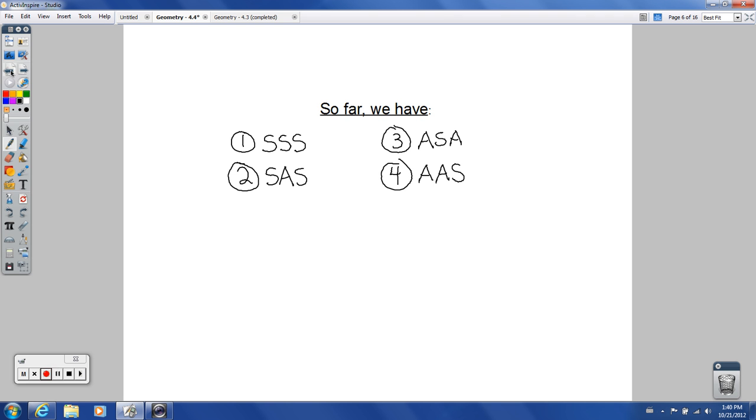Yes. So this is what we got. This is the big thing to remember so far. These are the 4 ways to prove triangles are congruent. You can remember that. There might be some more. We are still going to talk about if there are any more that we can say prove triangles are congruent. But for now, that's all we got. So you can use these 4.